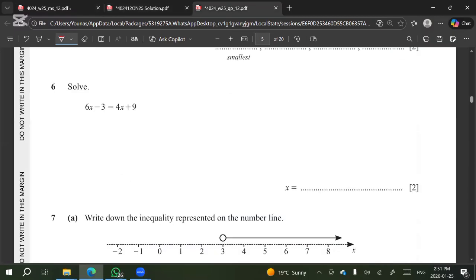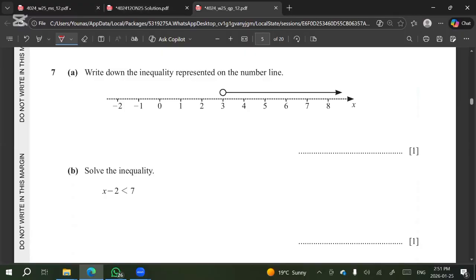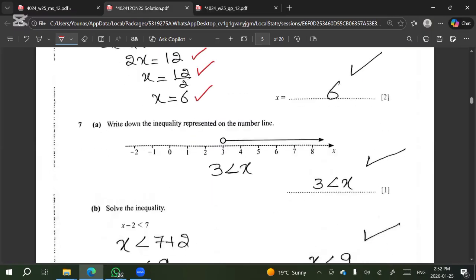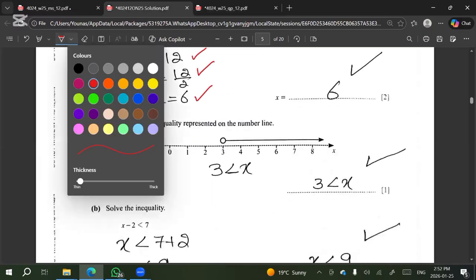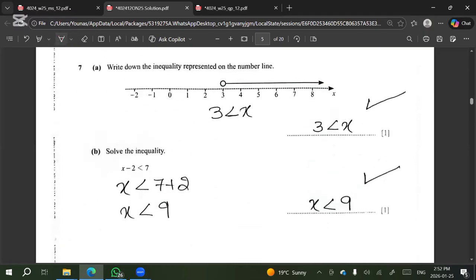So let's go to the next question. The next question on your screen coming up is the question number 7A part. He says, write down the inequality represented by the number line. So according to this arrow, the x is greater than 3 because this circle is not shaded. So that means it's not equal to 3. So x is greater than 3. So we will write it like this. x is greater than 3.